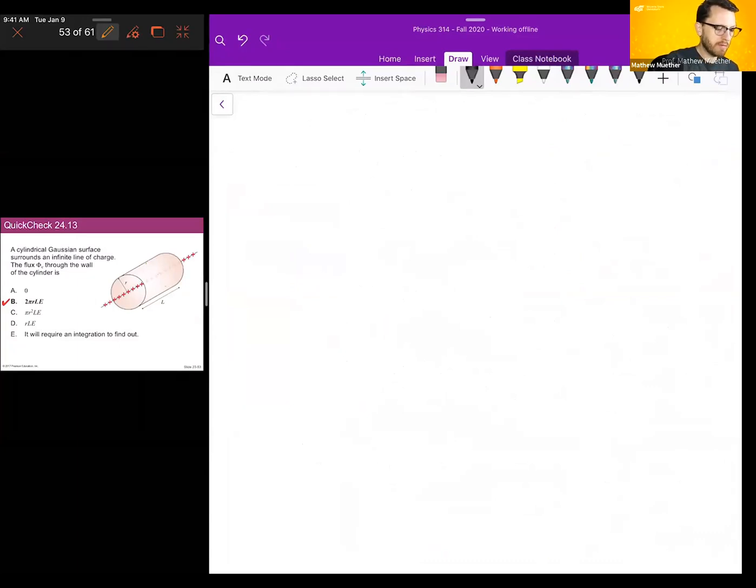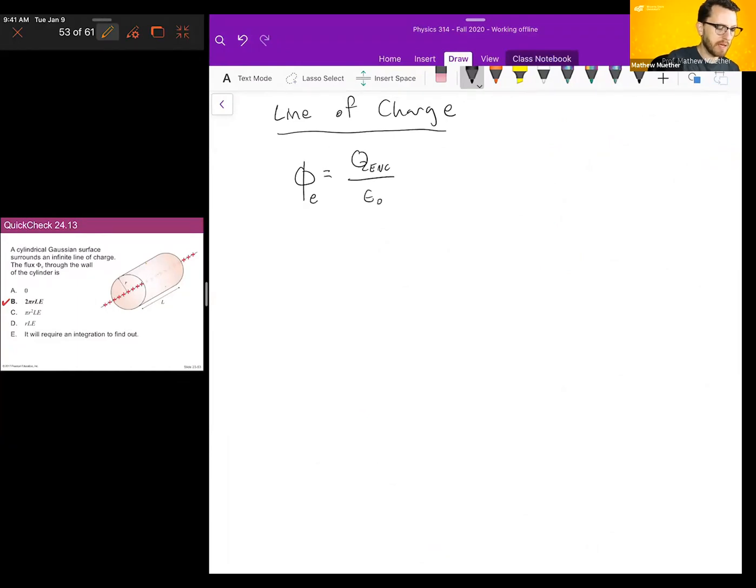Well, we know that, right? So for a line of charge, here's what we know. We know that the total flux has got to just equal the enclosed charge divided by epsilon naught. We just calculated the total flux. You guys told me that it was 2 pi r L E. Okay, great. So how much charge is enclosed inside of that object?